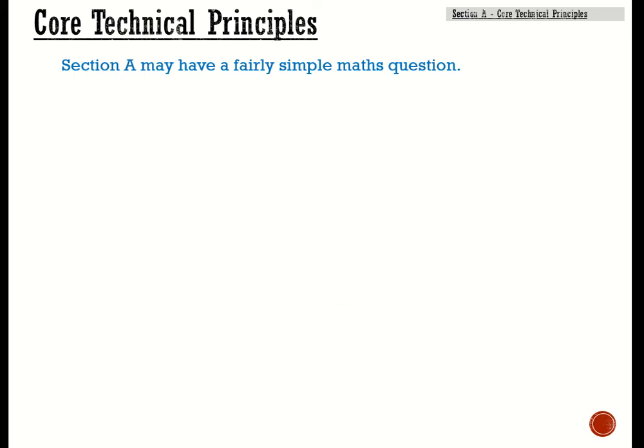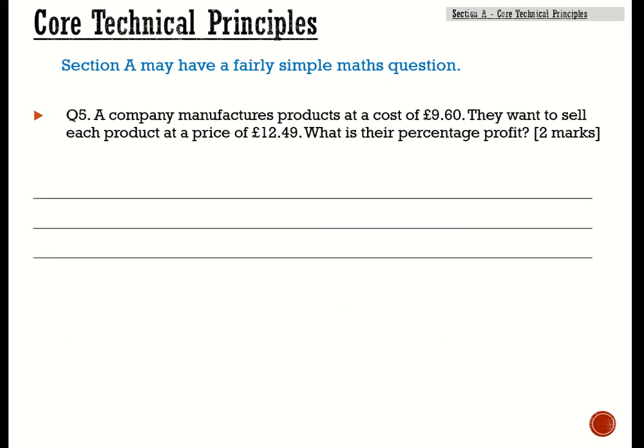Section 8 may have some fairly simple maths questions. So imagine this was the question. A company manufactures products at a cost of £9.60. They want to sell each product at a price of £12.49. What is their percentage profit? Now again, look at the number of marks. 2 marks here, so we're going to have to show 2 steps.